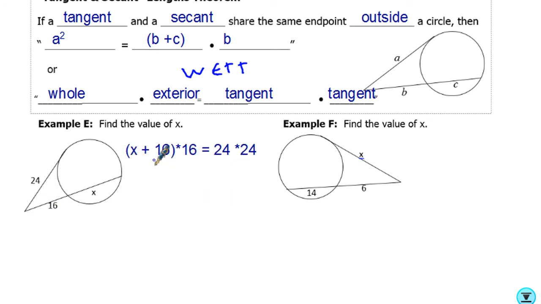Remember, whole, we add the pieces together. So from here we would distribute the 16. 24 times 24 is 576. And then just solve for x. So you end up getting x is 20 here.